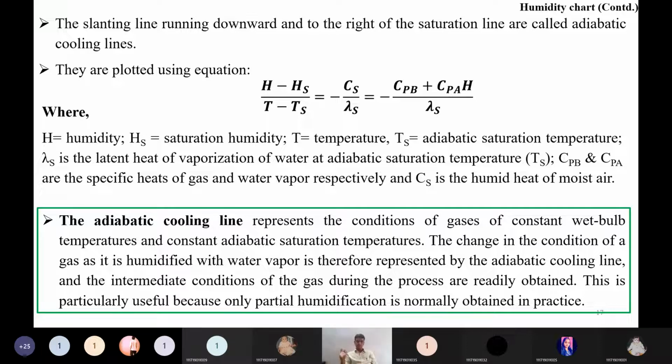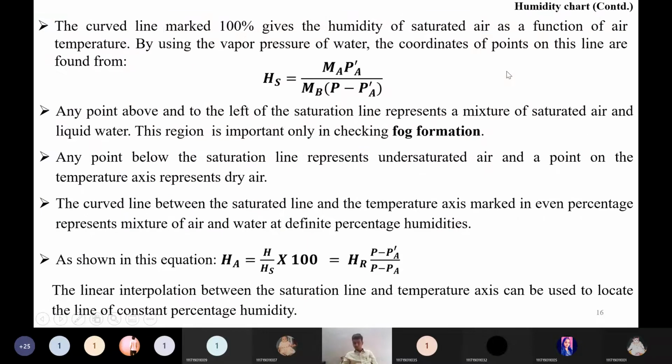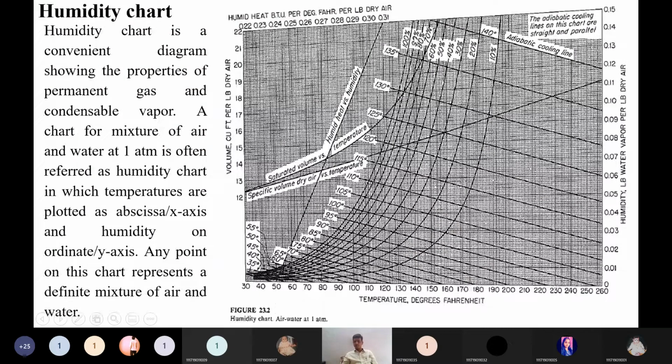In actual practice, there may be lagging in the equipment. It may not be feasible or economical to do the complete saturation process. That's why absolute complete saturation is not possible. So undersaturated air only, partial humidification only, will be taking place in practice. Then each adiabatic cooling line represents the composition of all gases whose adiabatic saturation temperature is given by its point of intersection with the 100% humidity curve. Means this one, the 100% humidity curve.